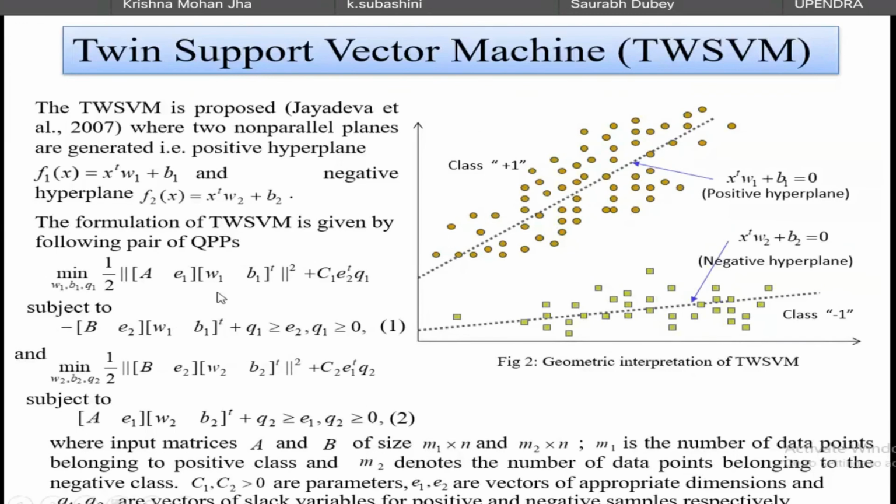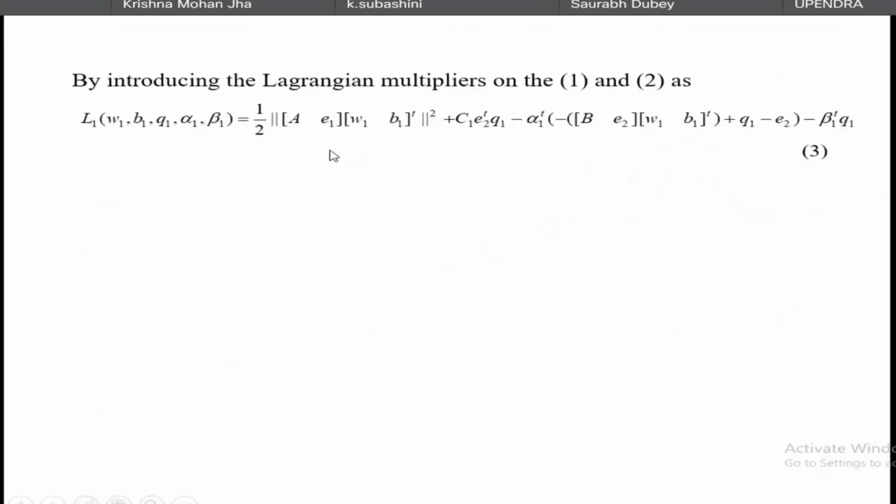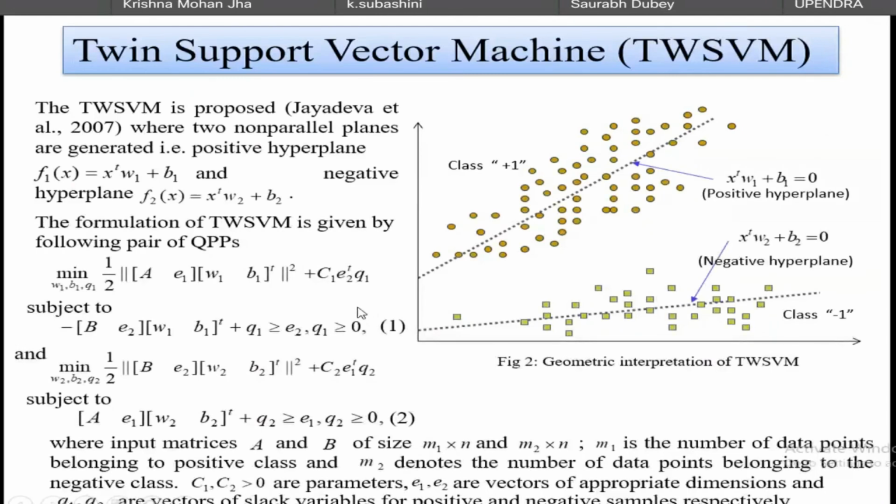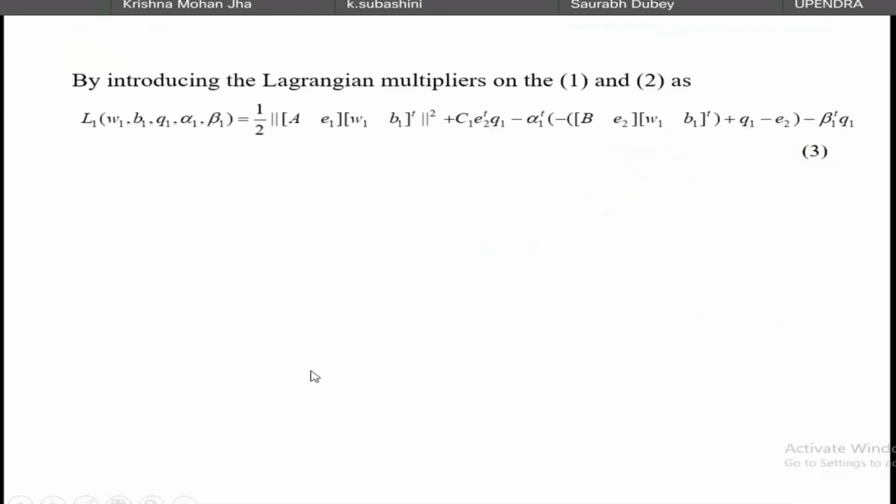Now we have to solve this primal problem. So what we will do, we'll write this primal problem in the form of a Lagrangian. By introducing the Lagrangian multipliers, alpha 1 and beta 1, we are assuming that these are the Lagrangian multipliers for this particular problem, as well as for this one we are assuming alpha 2 and beta 2. This particular term is your objective function, and you club it with all the constraints. The first constraint you club with minus alpha 1 transpose, and the second constraint with minus beta 1 transpose.